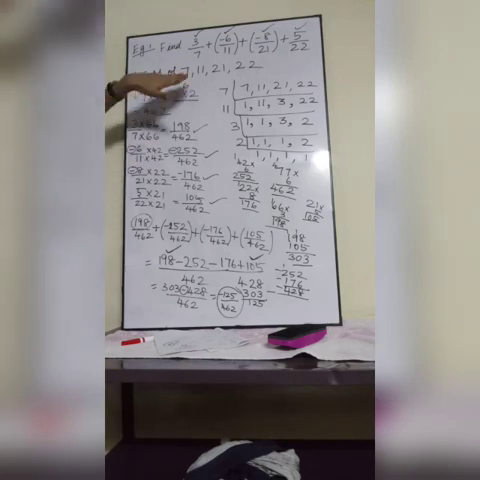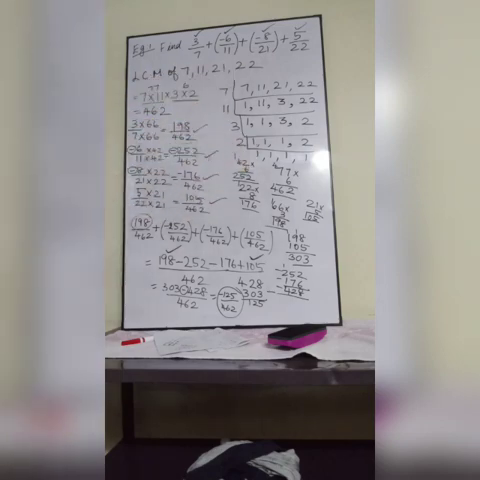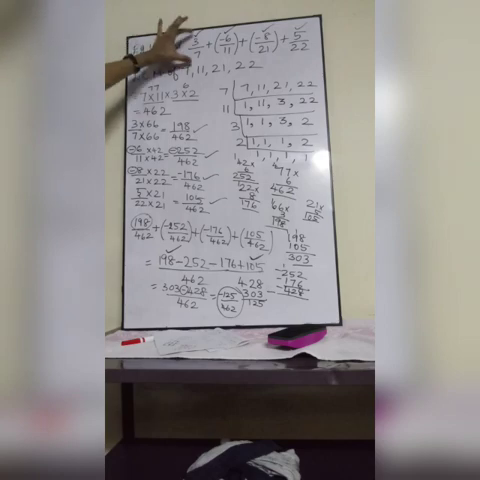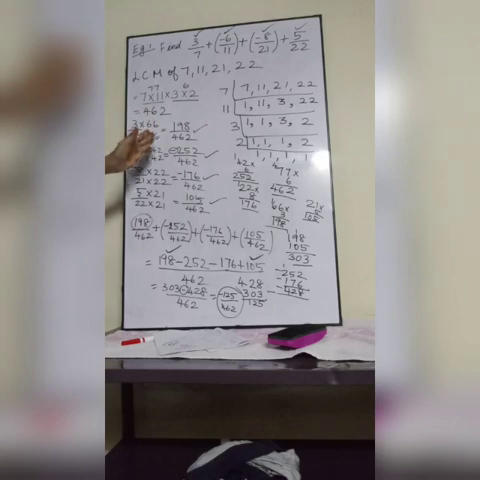Okay, listen. The LCM of 7, 11, 21, 22 is 462. This I got by the LCM process. Next, I am going to change each and every rational number with the denominator 462. As usual, you do the fractions, right? Then we have changed all those. Then you are going to add all those four things.